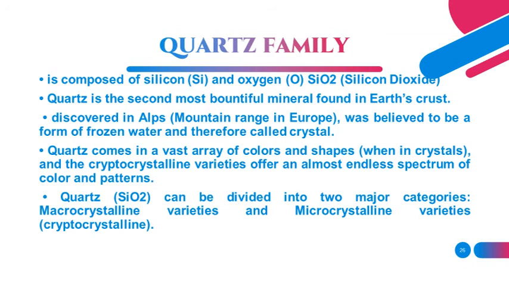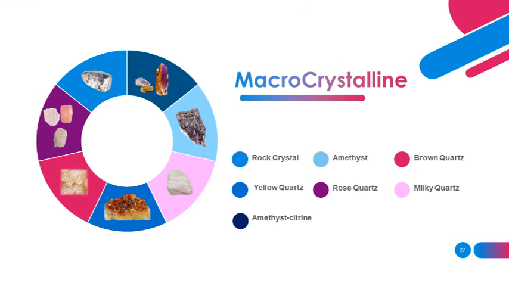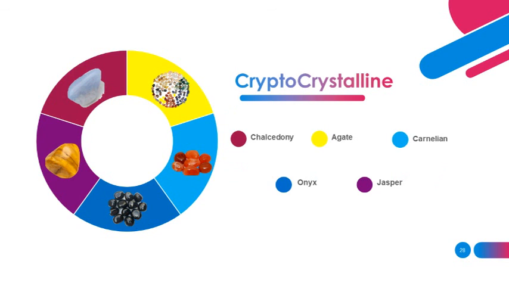Quartz or silicon dioxide can be divided into 2 major categories, and these are the macrocrystalline varieties and the microcrystalline varieties, also called the cryptocrystalline. So I'm just going to show you examples of the quartz family under the macrocrystalline and the microcrystalline or cryptocrystalline. Under macrocrystalline, we have rock crystal, amethyst, brown quartz, yellow quartz, rose quartz, milky quartz, and amethyst citrine. And for the cryptocrystalline, we have 5: the chalcedony, agate, carnelian, onyx, and jasper.